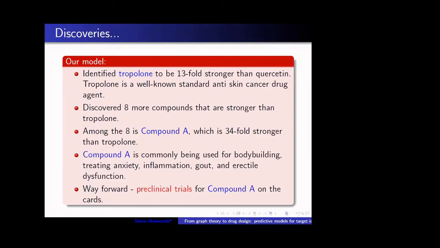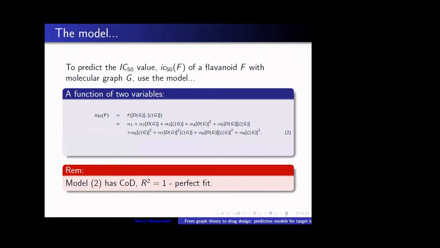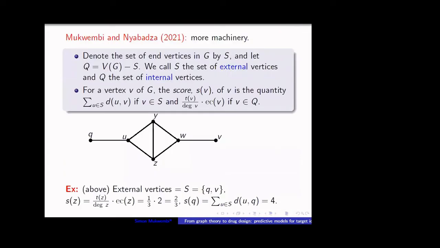You say the end vertices. S is a set of end vertices. Does that mean some special kind of vertices, or is any vertices the end vertices?